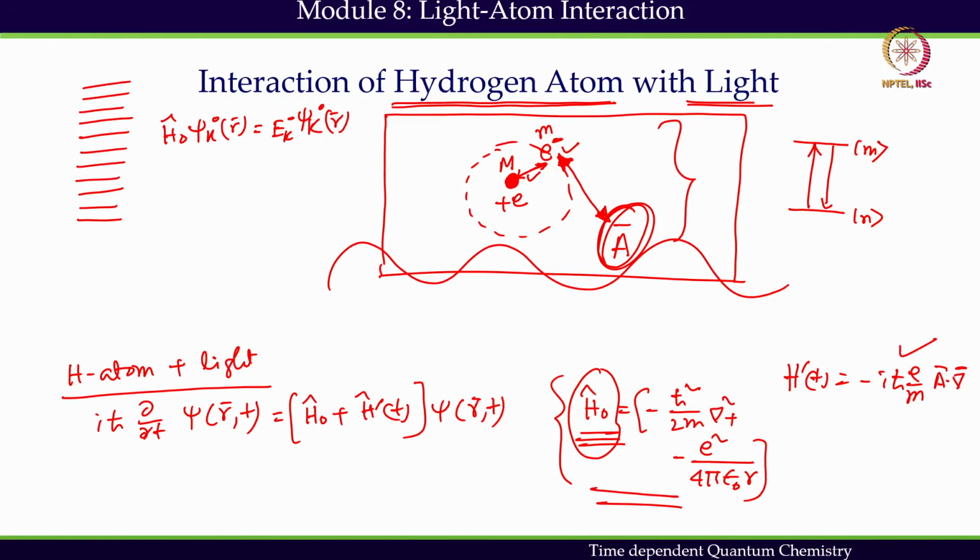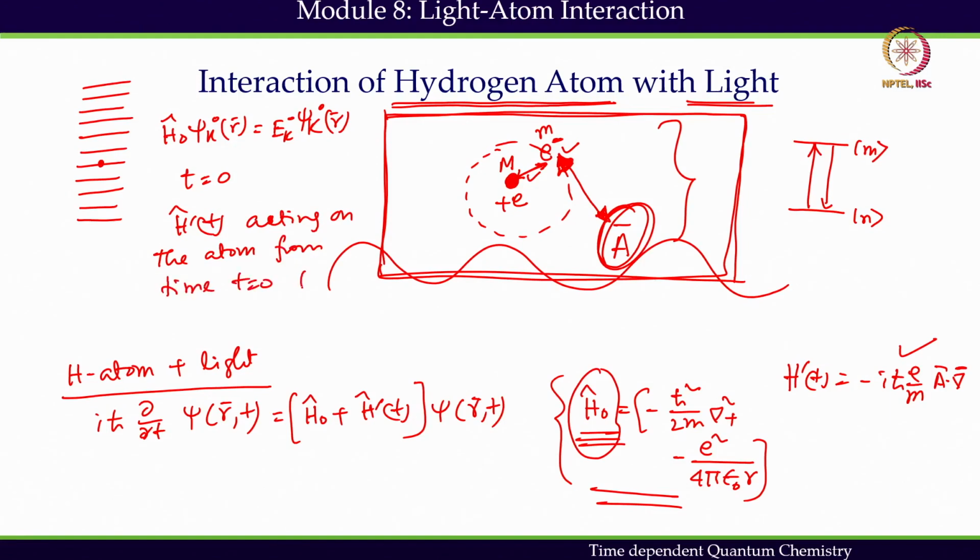And then we assume that the atom, before the interaction of light in this vacuum medium, was present in one of the stationary states. Let's say it can be in the ground state, or somewhere else, but it was in one of the stationary states. Then suddenly this light atom interaction was initiated, at t equals 0. So this Hamiltonian H prime of t acts on the atom from time t equals 0 to t equals t1. The interaction is going on.